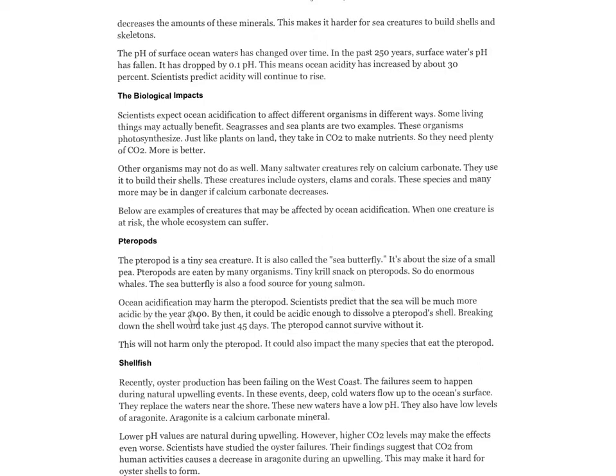Ocean acidification may harm the pteropod. Scientists predict that the sea will be much more acidic by the year 2100. By then, it could be acidic enough to dissolve a pteropod's shell. Breaking down the shell would take just 45 days. The pteropod cannot survive without it. This will not harm only the pteropod. It could also impact the many species that eat the pteropod.